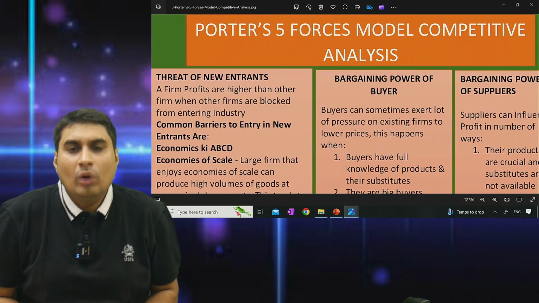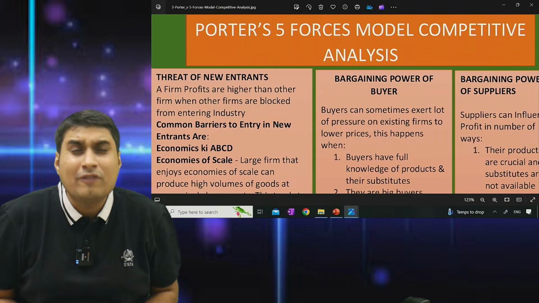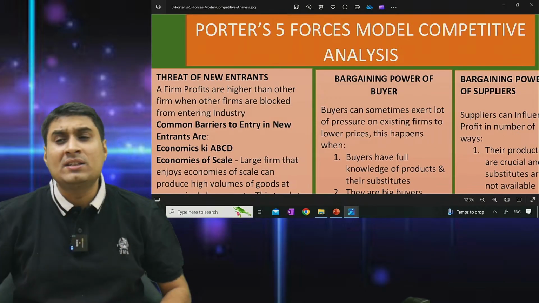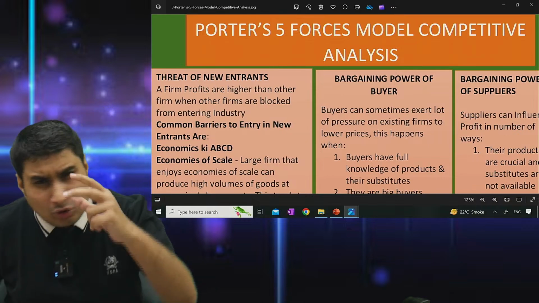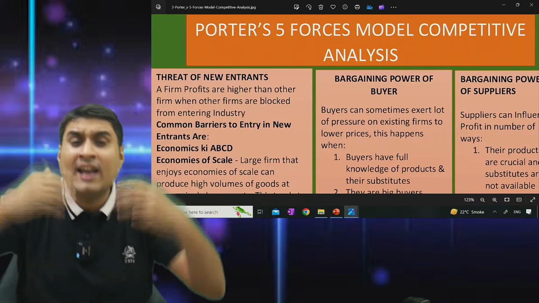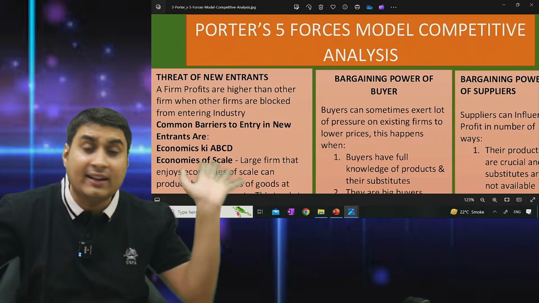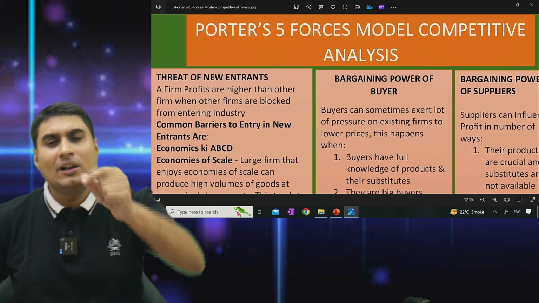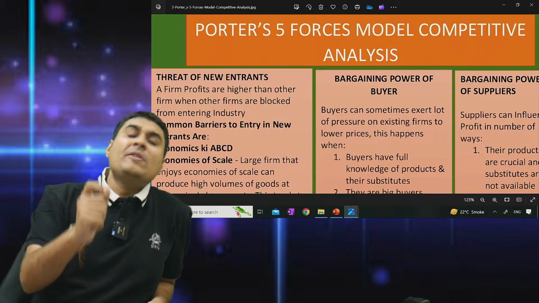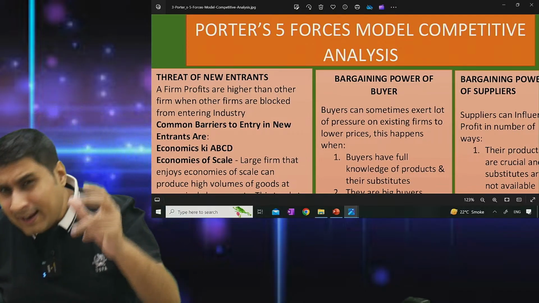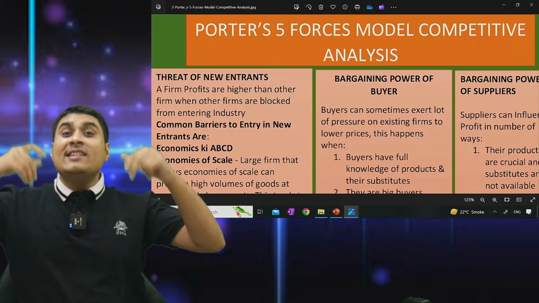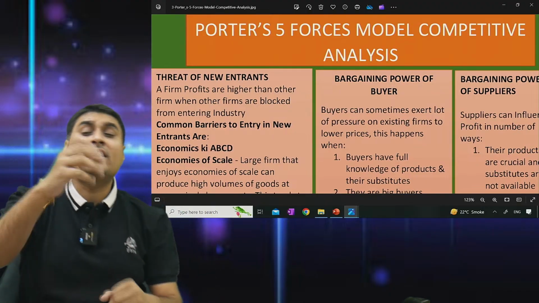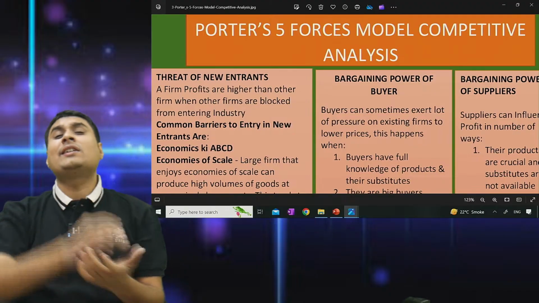Porter five forces. What do you mean by Porter five forces? You have to understand that while doing any business, we have to check pressure from five areas. Michael Porter said before starting any business or going into any industry, check the pressure from five areas and decide whether it is conducive, attractive, to enter that industry.